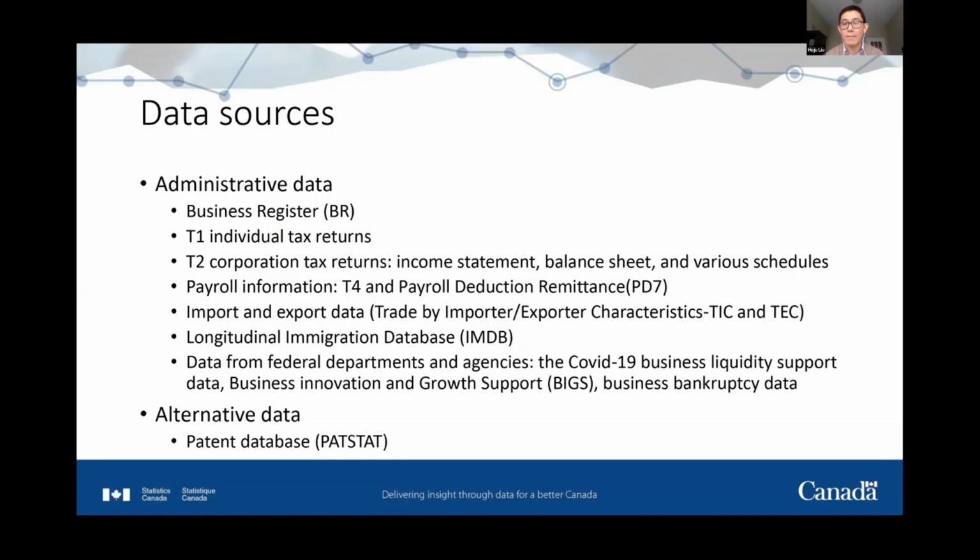For example, during COVID, we have the COVID-19 government business liquidity support program microdata database, and we have the government innovation and growth support database, and also the business bankruptcy data from the Office of the Superintendent of Bankruptcy. We also recently purchased the patent data from the European Patent Office, PATSTAT, to supplement some information on the patent.